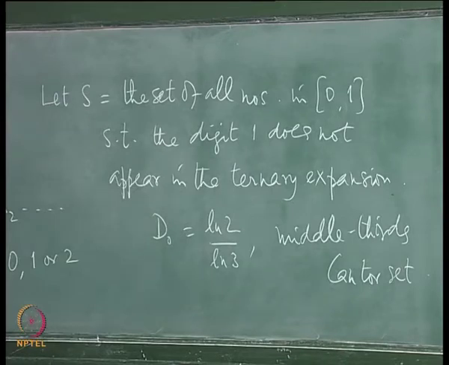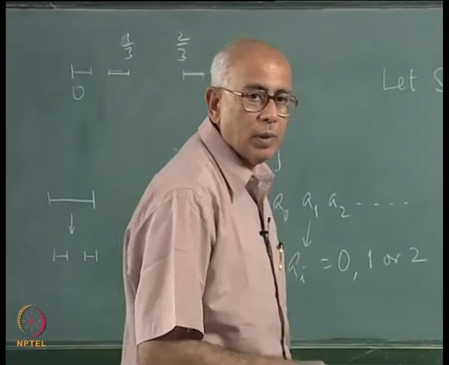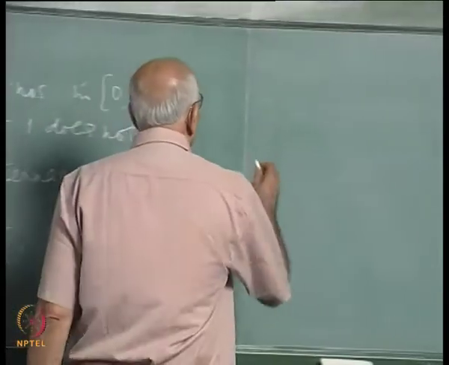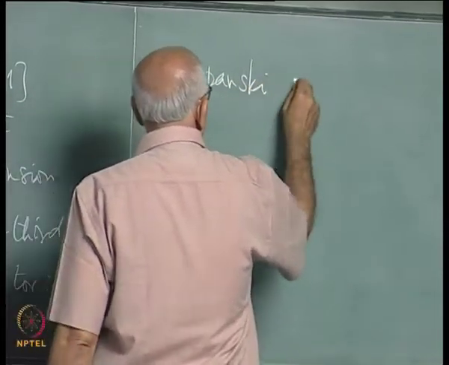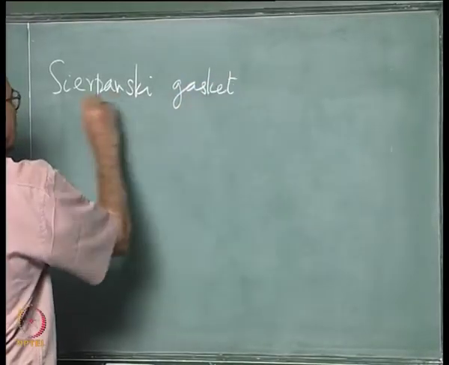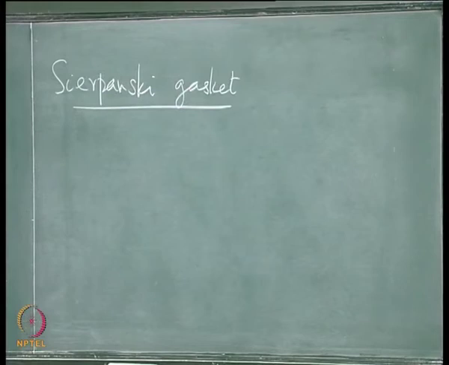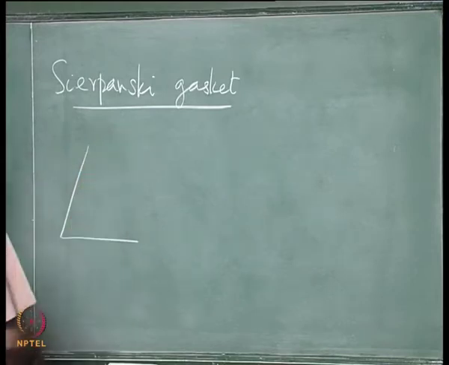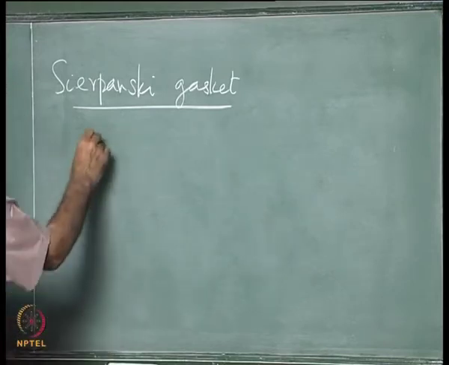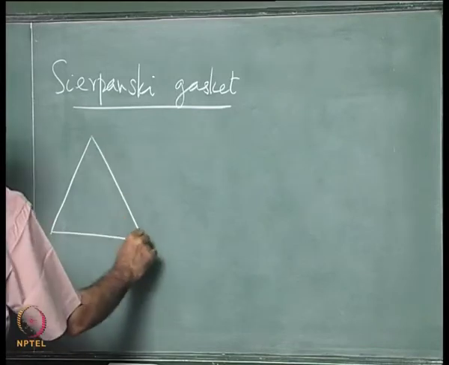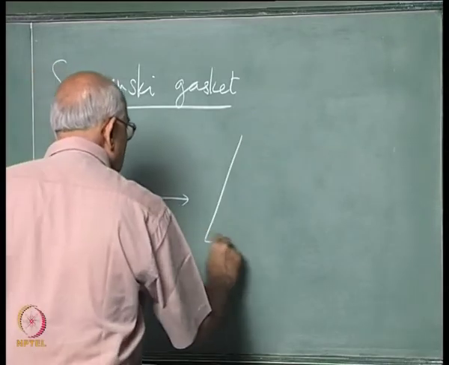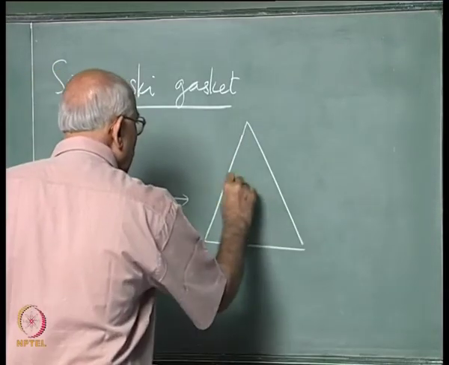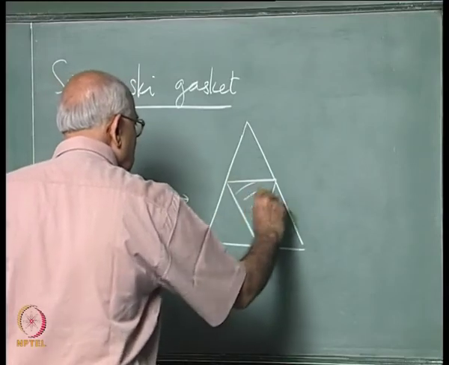There's another famous regular fractal in 2 dimensions, among the innumerable fractals. Another one is the so-called Sierpinski gasket, and let me explain what its properties are. You start with a unit equilateral triangle in the first stage, and this goes over in the next stage to the following. You remove the triangle in the middle, so this portion is gone.